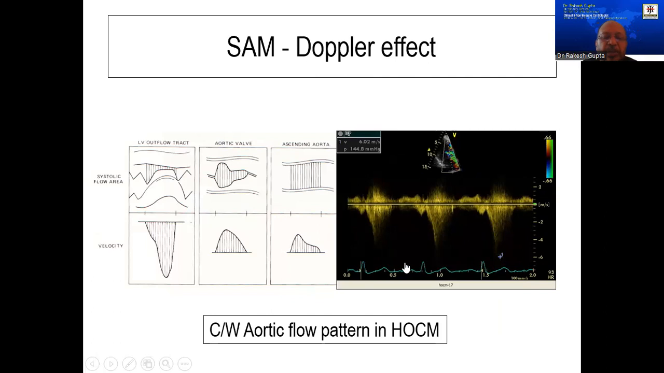How does it differ from aortic stenosis? Look, this is the systolic anterior motion of the mitral leaflet leading to a dynamic LVOT gradient. So we have a longer ejection time. But in contrast, in aortic stenosis, we have a very short ejection time and long deceleration times.